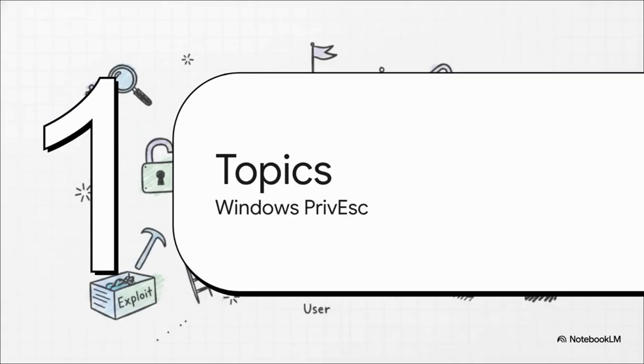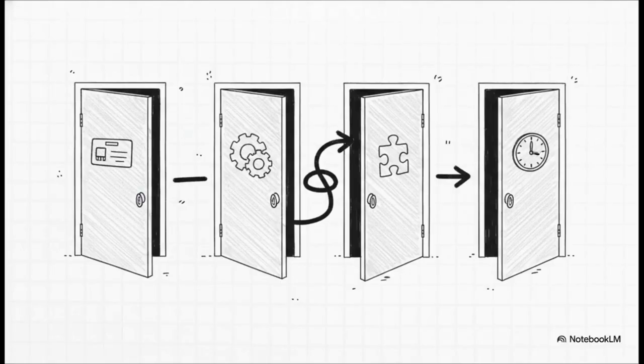Section 2, 4 core escalation vectors, the doors to control. Let's move to the targets of the day and see how this builds. We have 4 specific pathways you're going to master today. Number 1, tokens. Number 2, services. Number 3, registry. Number 4, scheduled tasks. I really want you to look at these not just as abstract concepts, but as literal doors waiting to be unlocked within the Windows file system. Each one represents a unique mechanism that the operating system uses to manage permissions, and consequently, a unique opportunity for an attacker to slip through the cracks.